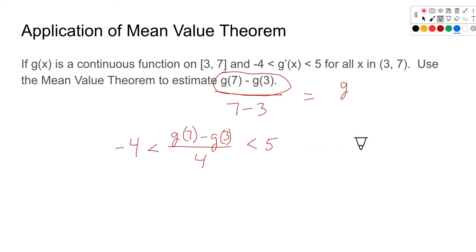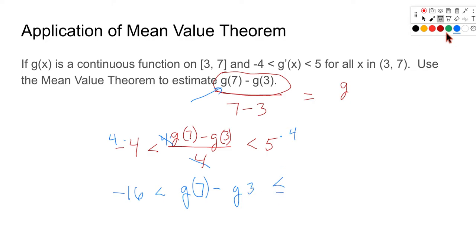Multiply all parts by 4, right? Because that's where they're saying estimate what this top part could be, the difference between the two y values. So we multiply everything by 4, 4, and 4. Again, this is all just algebra. So 4 times 4 is 16, so we get negative 16. 4 divided by 4 cancels out. We get that g of 7 minus g of 3.